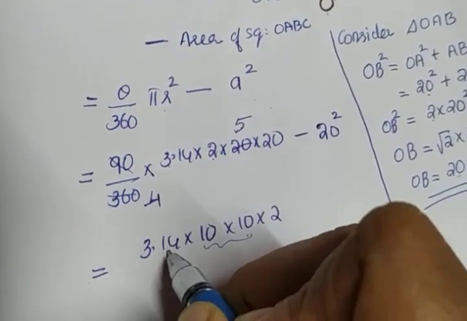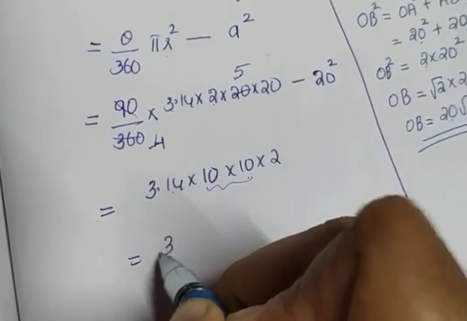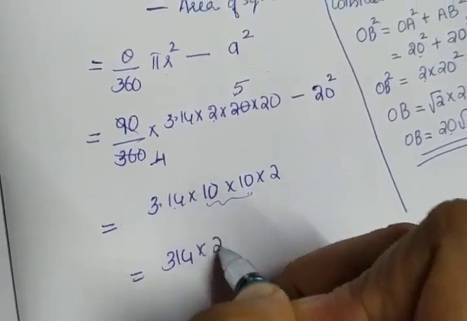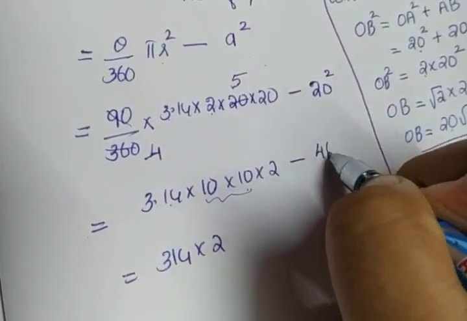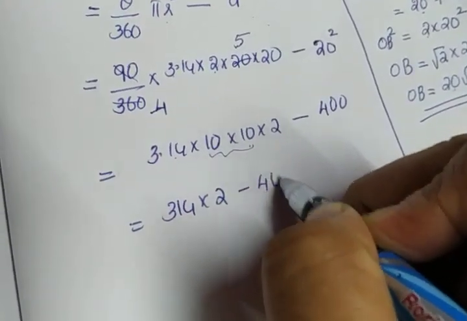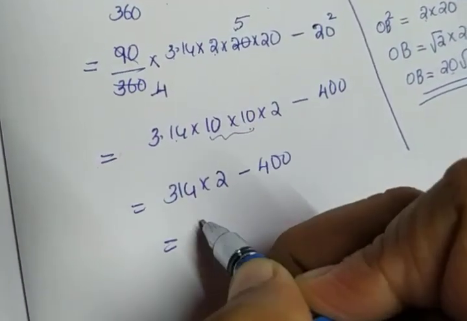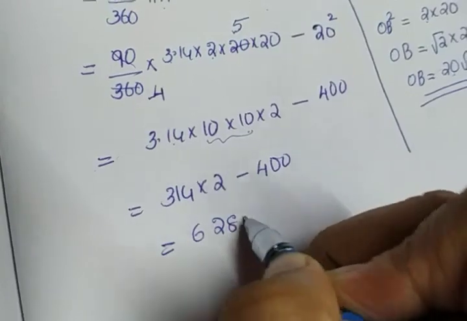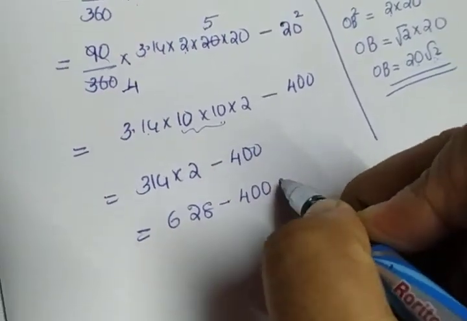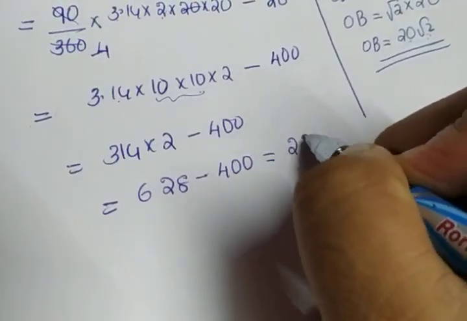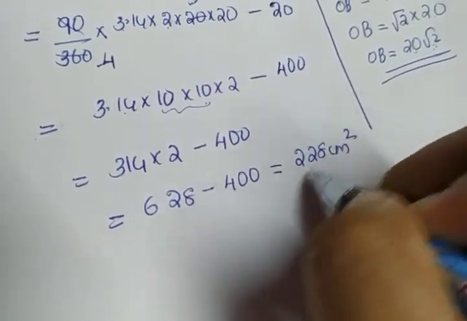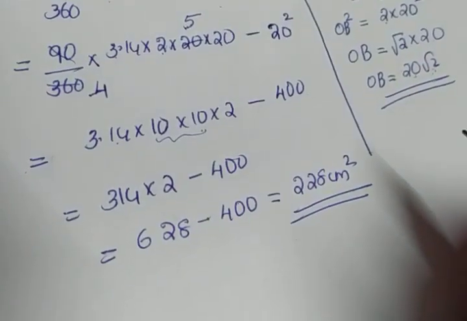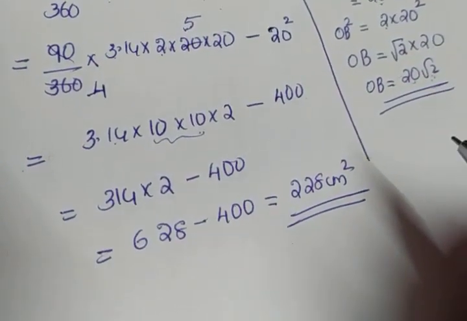That 100 into 3.14 gives you the value 314 into 2. Minus 20 square is 400. Here also it is 400. What is 314 into 2? It is 628 minus 400. So while subtracting, we are getting the value 228 centimeter square. Therefore, the area of the shaded region is 228 centimeter square.